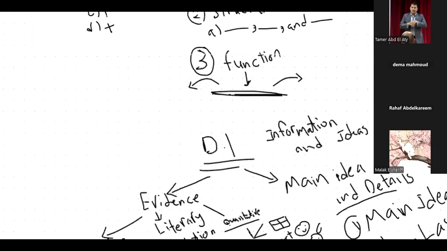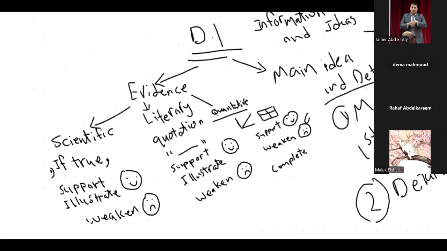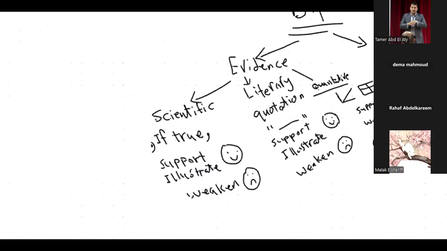Let's go, after domain 2, to domain 1, which is called information and ideas. Domain 1 has three skills. Evidence has three sub-skills. Scientific: how do I know it? If it's written, it's true. He will ask you to support, illustrate, or weaken. Support or illustrate, you're going to be with it. Weaken, you're going to be against it.